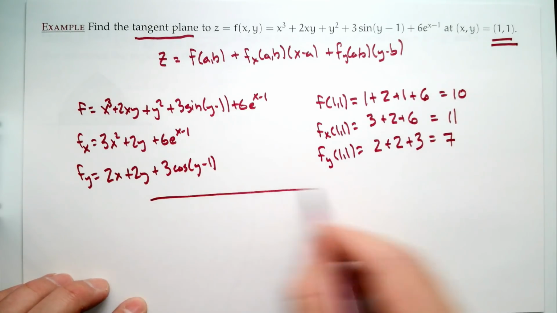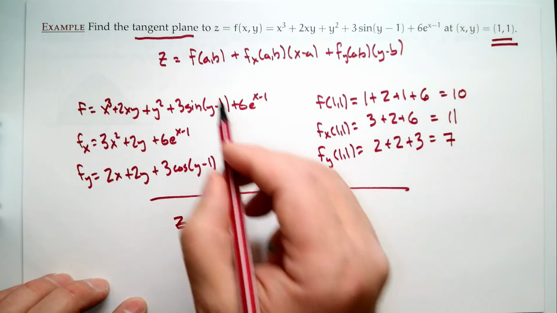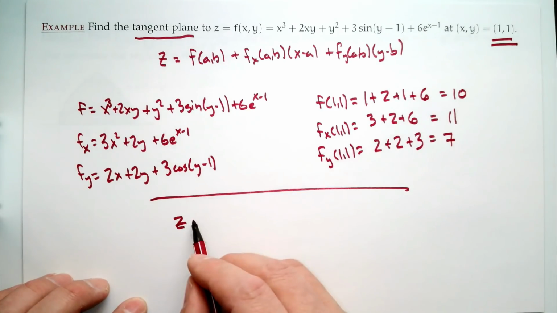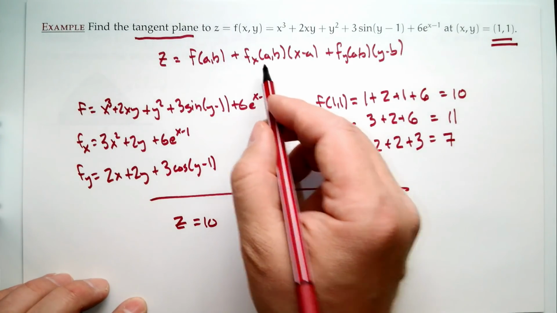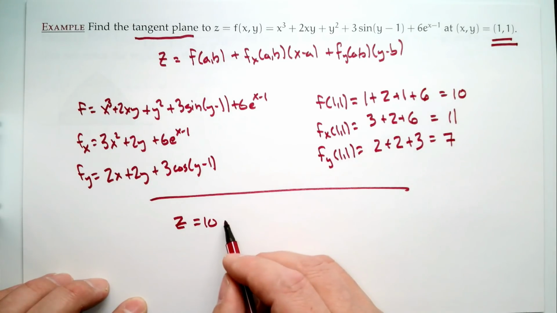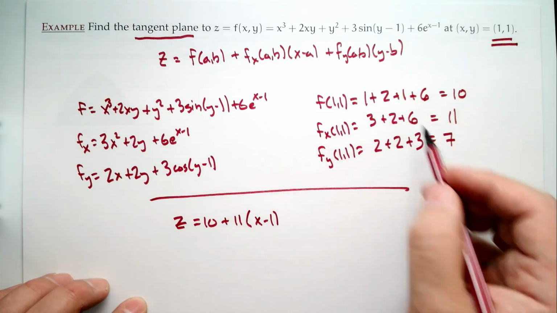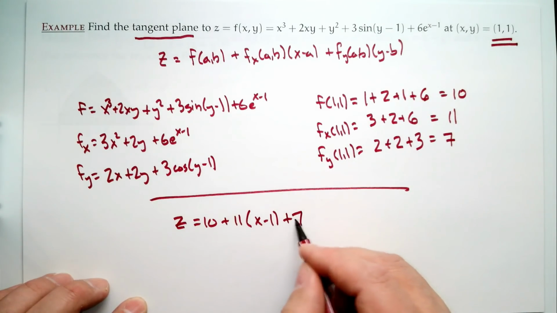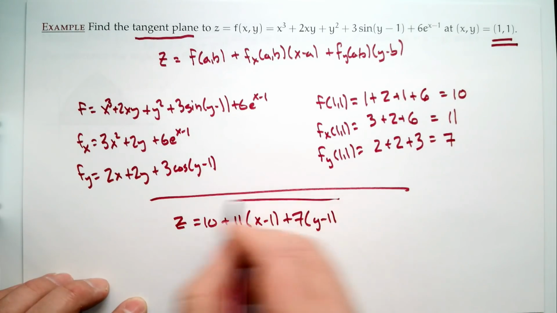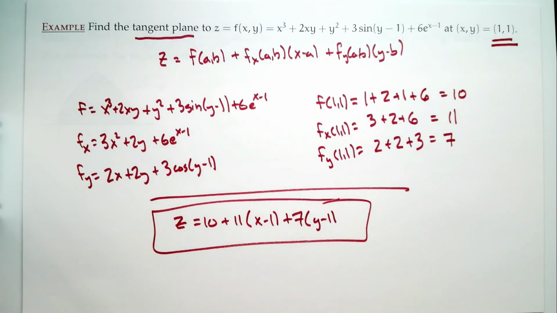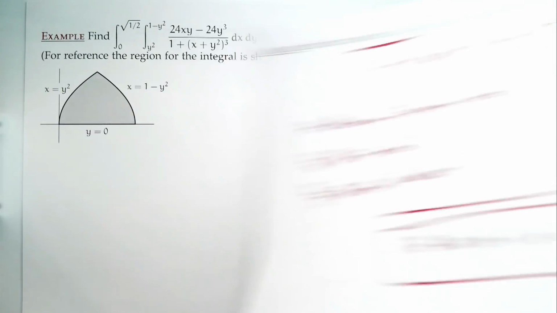So what do we have as our final answer? Well, we take the value of the function, which is 10, plus we take the value of the derivative at the point, so that's 11 times x minus 1, and then plus the value of the derivative at our point, which is 7, times y minus 1. And there you go. We weren't asked to simplify, but really, it's pretty much as simple as you can hope for. And there's reasons to leave it in that form, depending upon what you'd want to do with it later on.